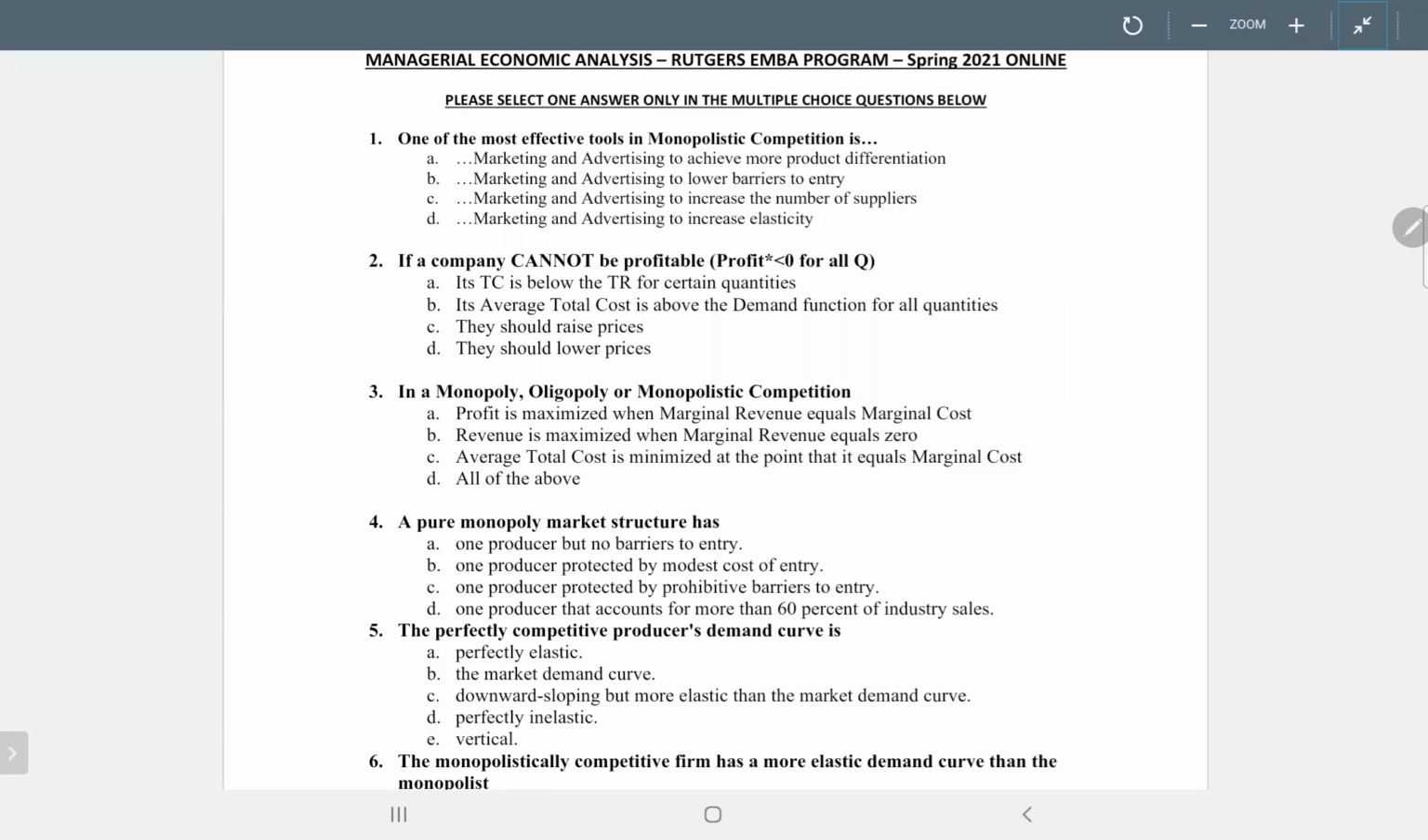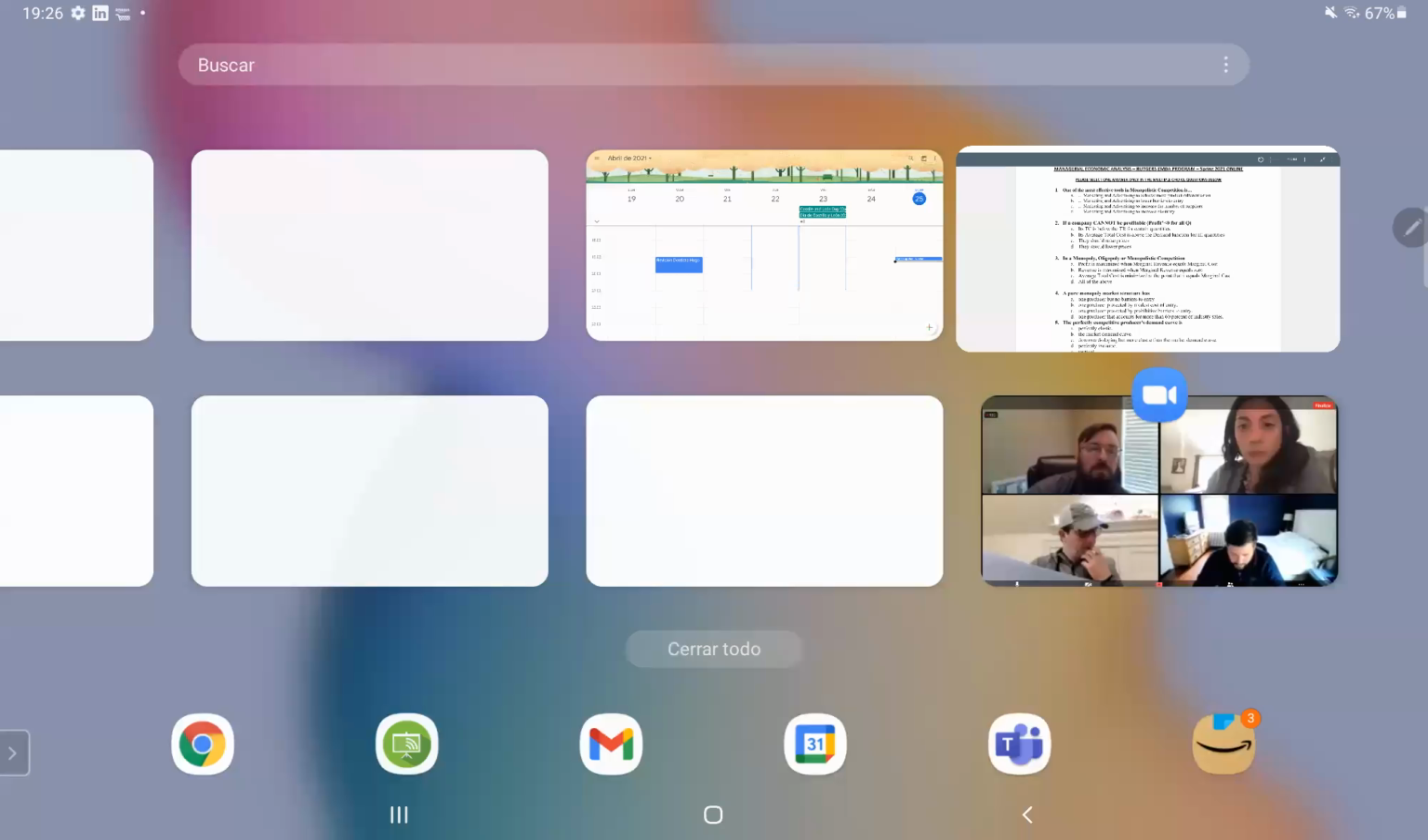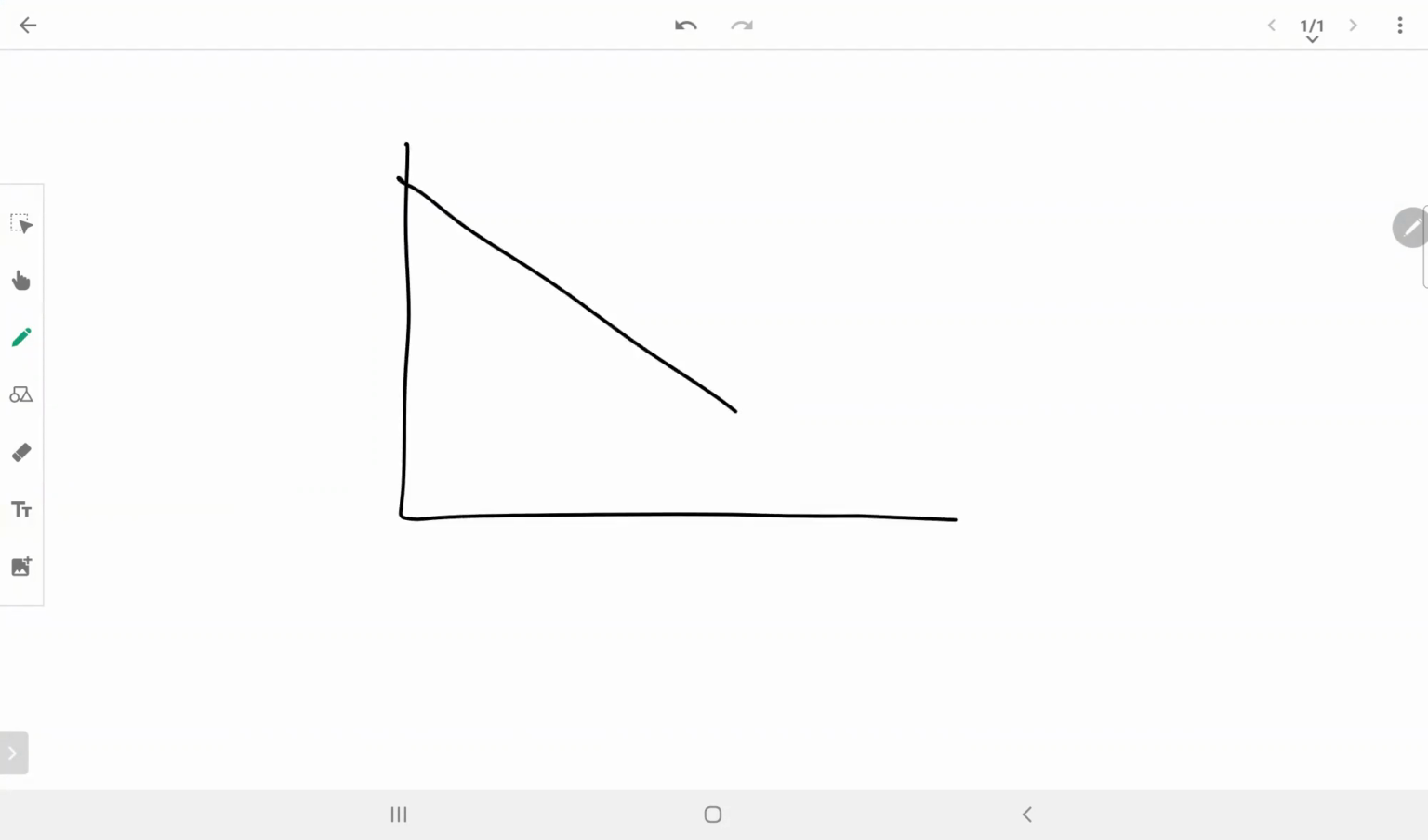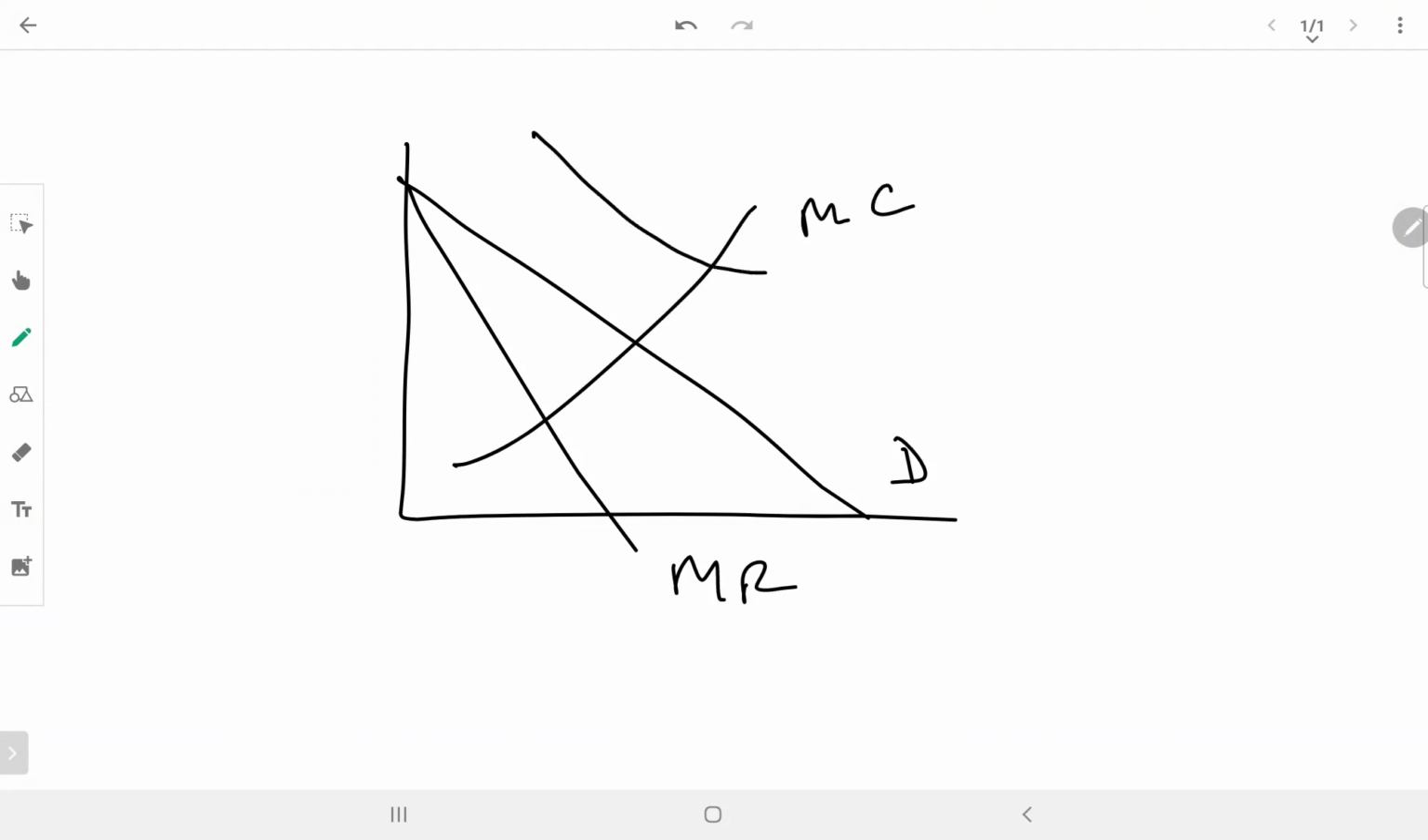Question number 2, if a company cannot be profitable, so profit is less than 0 for all quantities, this happened, remember, when we're looking at the firm level diagram. If we couldn't be profitable for any quantity, we had our demand here, and we had our marginal revenue, and then our marginal cost, and we had a unit cost.